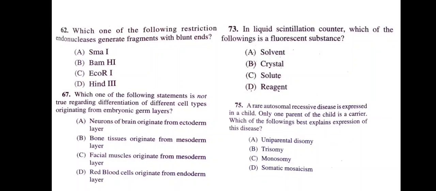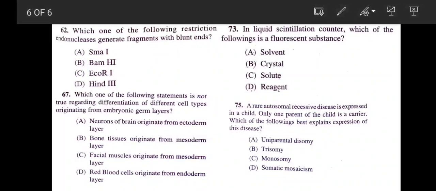Next question, which of the following restriction endonucleases generates fragments with blunt ends? The correct answer is MA1. Very easy one.